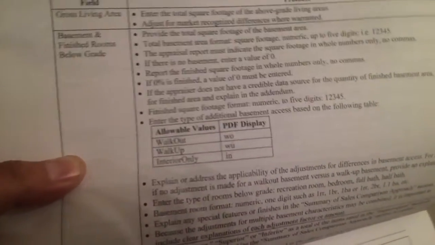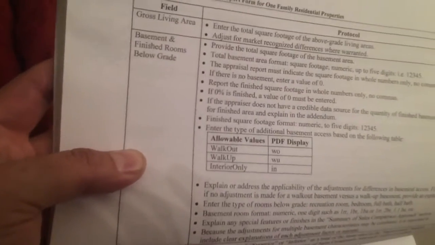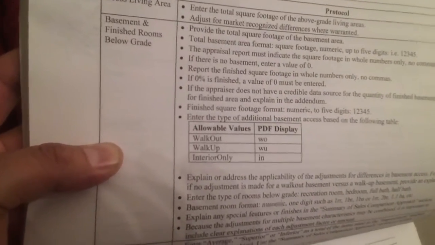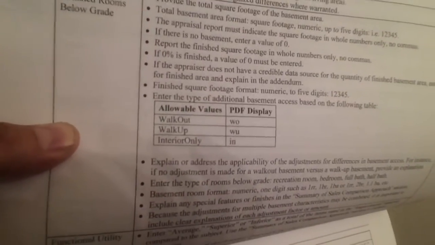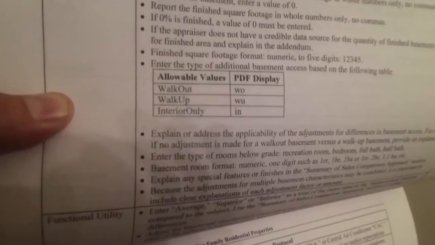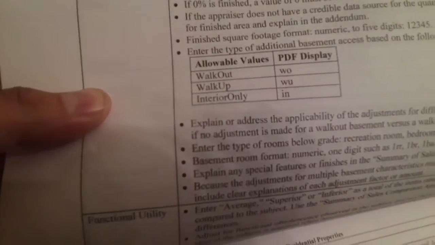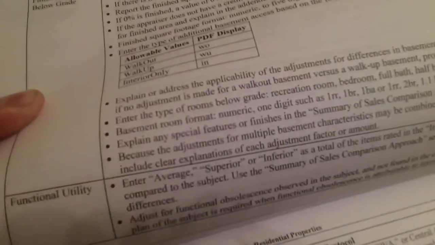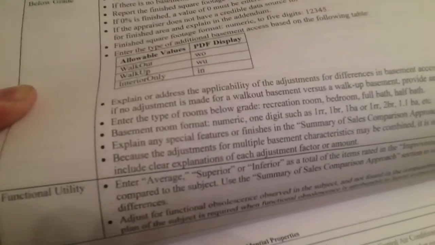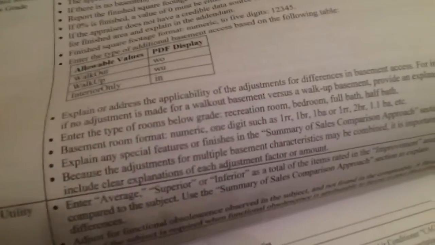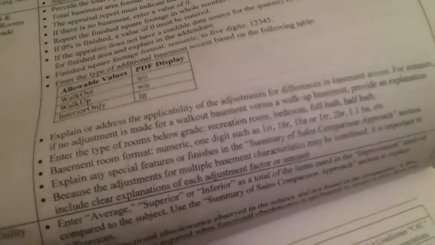Enter the type of additional basement access based on the following table. Allowable values: walkout, walk up, interior only. PDF display: for walkout, it's WO. For walk up, it's WU. For interior only, IN. Explain or address the applicability of the adjustments for differences in basement access. For instance, if no adjustment is made for a walkout basement versus a walk-up basement, provide an explanation.